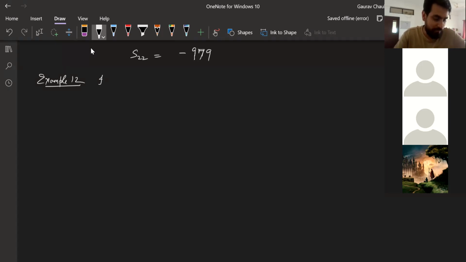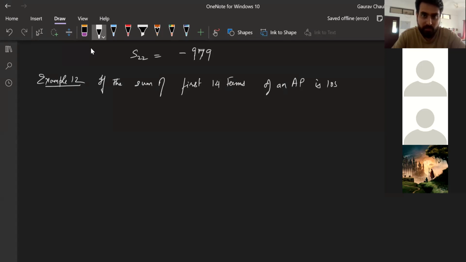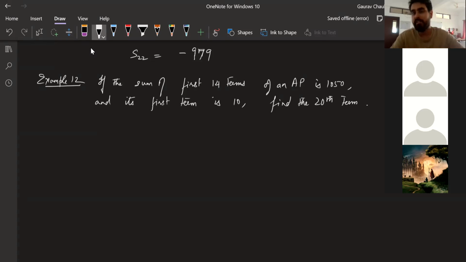Example 12: if the sum of the first 14 terms of an AP is 1050 and its first term is 10, find the 20th term. I'm going to quickly demonstrate this, just in the interest of time, so that we have a good chunk of homework.